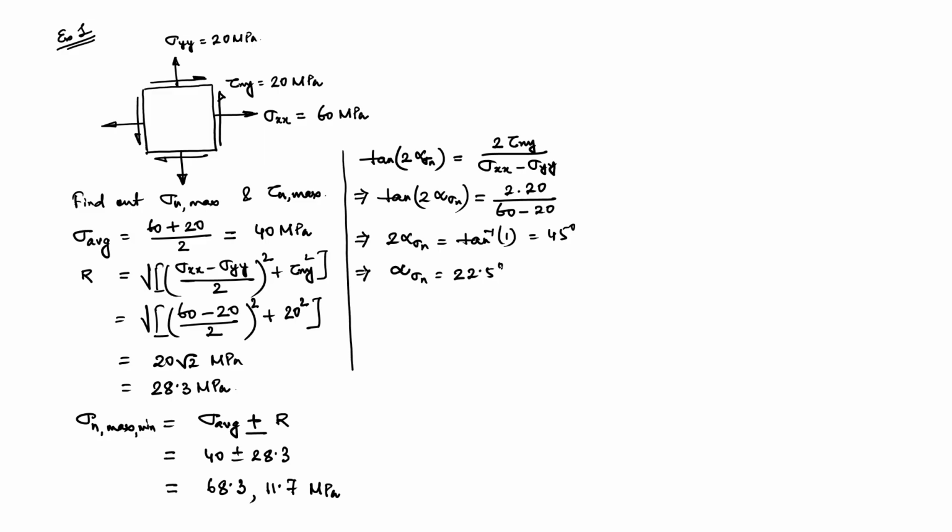So, we have alpha sigma n is 22.5 degrees. Now, our next task is to find out what is tau n max, right, and that we know is nothing but the radius of the circle, and we have already figured out this is 28.3 MPa. What is the orientation? Tan twice alpha tau n is equal to, if you recall, minus 1 by tan of twice alpha sigma n.